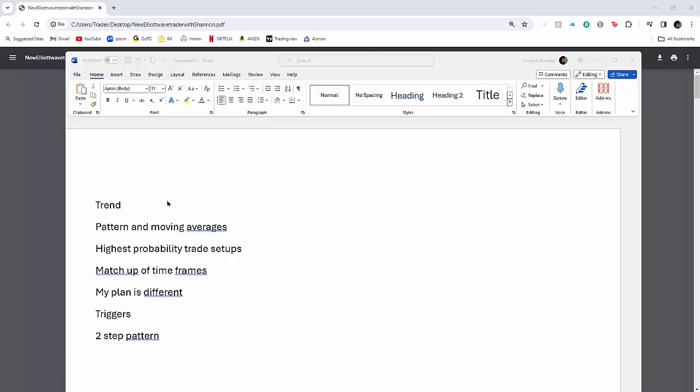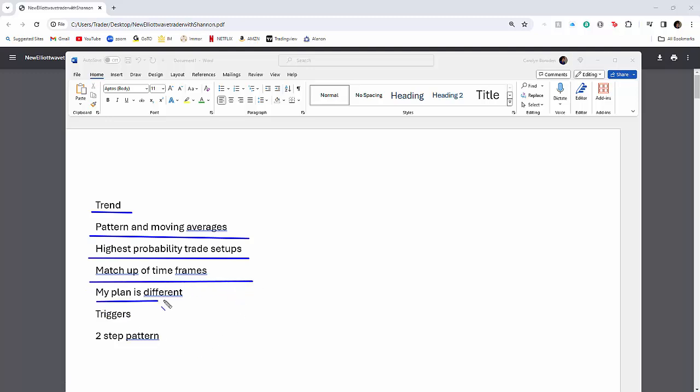Okay, so today we're going to talk about a few different things, and this is basically for beginners or even if you've been around for a while. But one of the things that we're going to talk about is trend and how I look at it. We're going to look at basically the patterns of the charts and also the moving averages. We're also going to talk about the highest probability setups, the matchup of time frames.